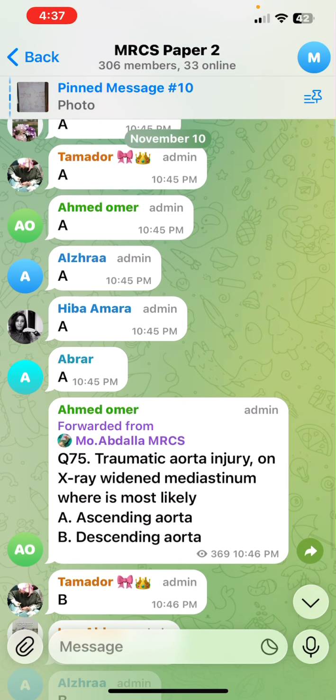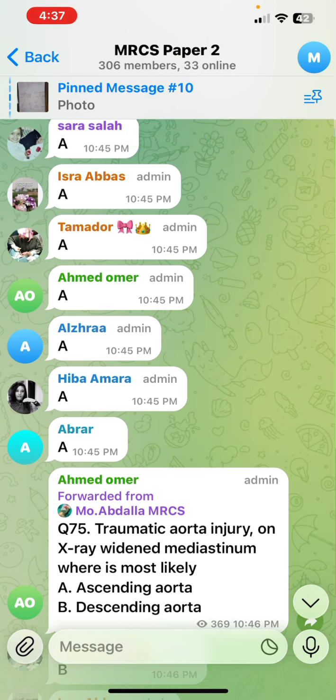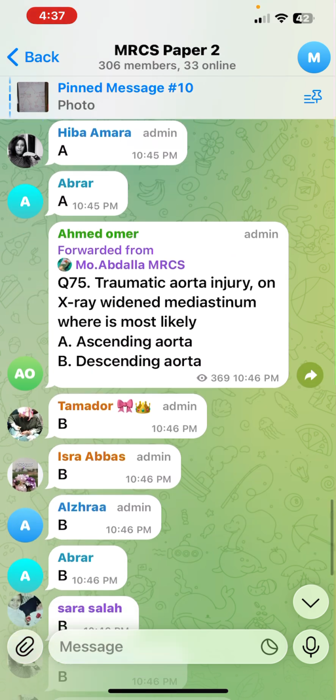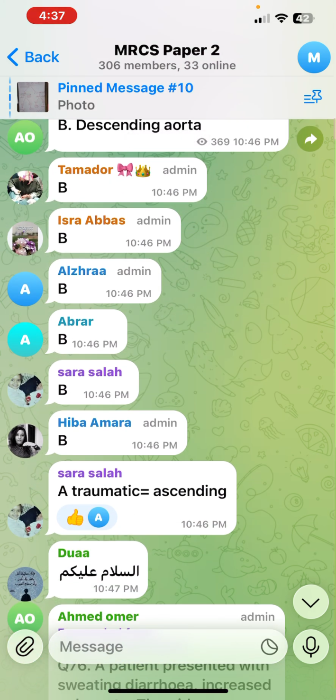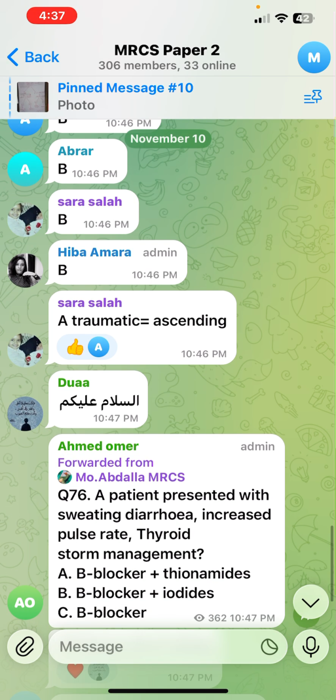Next question is traumatic aortic injury with widened mediastinum on X-ray. Most likely the descending aorta, which is in the mediastinum, distal to the left subclavian, which is the most common site in deceleration injury, traumatic.